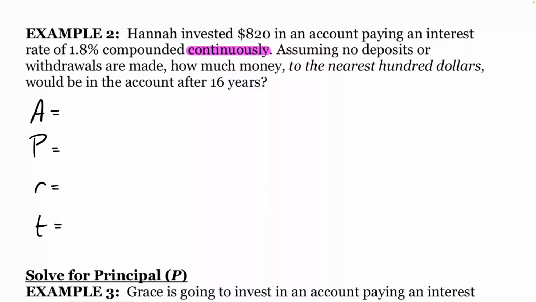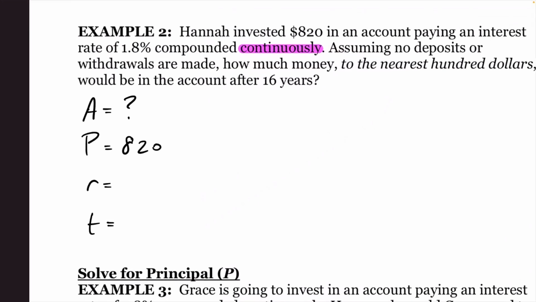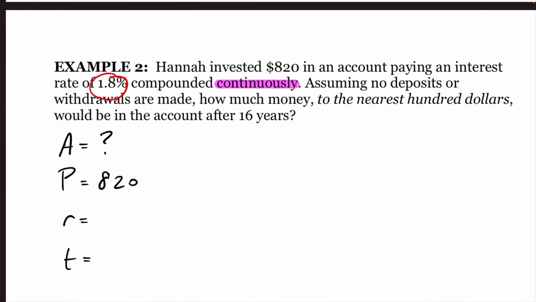Okay, what's the future amount? What's the future amount she's going to have in her account? Question mark. We don't know. How much money does she start with? $820. Rate. What rate is the bank giving her? 1.8, right? So we got to divide that by 100. 0.018. And then she's keeping the money in the bank account for 16 years. Now we can go to our formula.